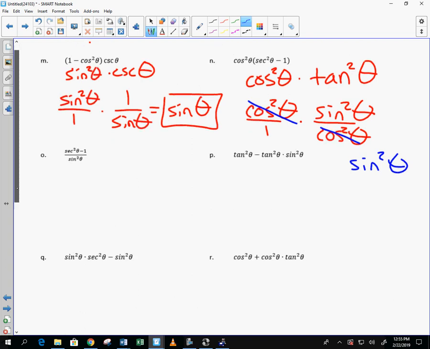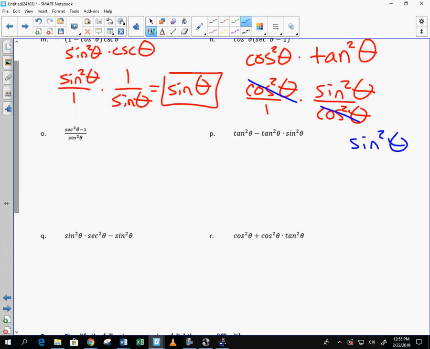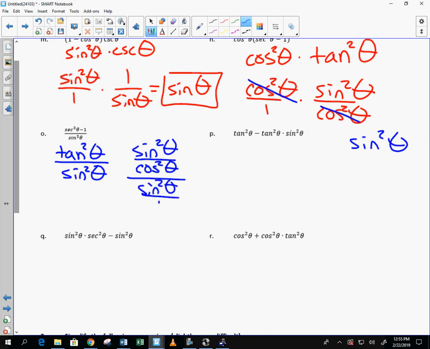How about letter O? What goes in place of secant squared minus 1? We just did it. So I have tangent squared of theta over sine squared of theta. So now I do sine squared of theta over cosine squared of theta all over sine squared of theta over 1, times the reciprocal. Oh, you guys are smart.